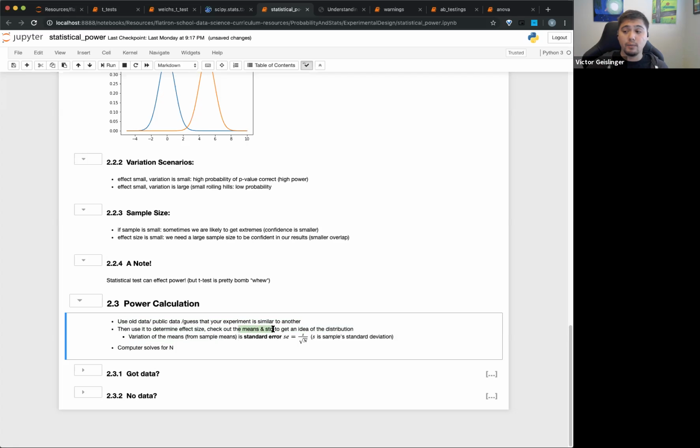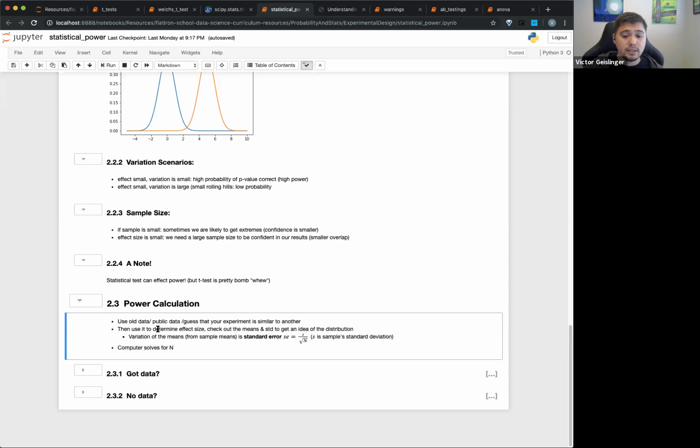So we can basically look at our previous data, because in reality we probably don't know the full population data. So we can use other information, say, okay, we have this effect size from another experiment, or we can guess that the effect size is this much. Maybe there's some suggestion of what we'd expect. And we can get an idea of this so we can determine our effect size. And then from there, the variation of the sample means is the standard error, SE, right? Standard deviation. So just note that we can actually get the standard error from looking at this other experiment, and then we can use a computer to solve for n.